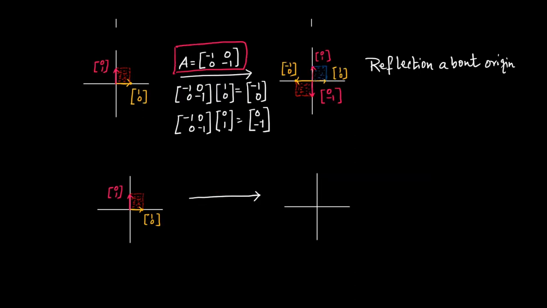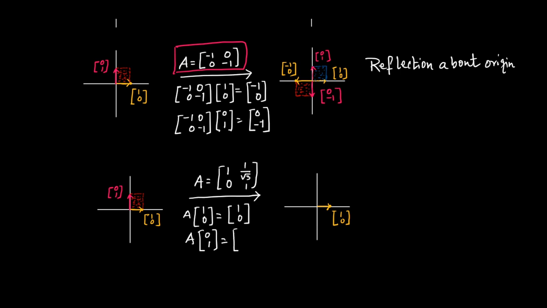Now let us see another one. Let my matrix A be [[1, 0], [1/√3, 1]]. Clearly, when A operates on (1, 0), we will get (1, 0); you can simply calculate and find out. Therefore, the unit vector along the x-axis, the yellow vector, will remain in its position, (1, 0). And whenever A operates on (0, 1), it will be shifted to (1/√3, 1). That means this pink vector will now shift to (1/√3, 1).